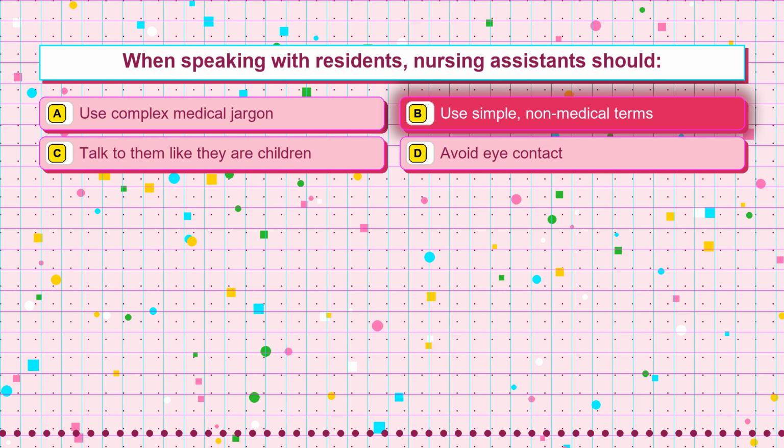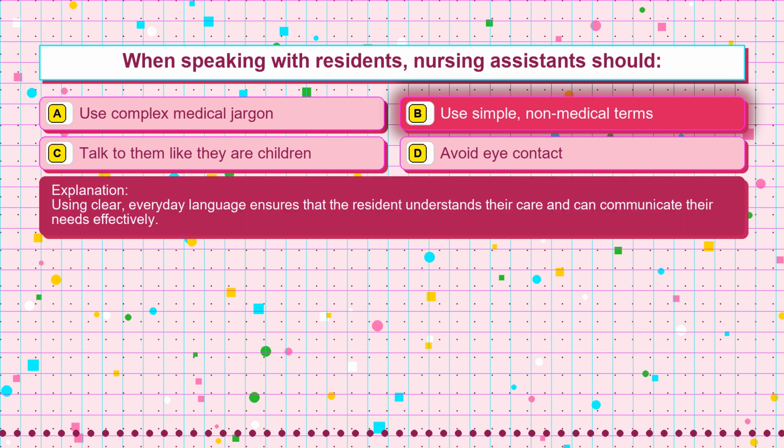The correct answer is option B, use simple, non-medical terms. Using clear, everyday language ensures that the resident understands their care and can communicate their needs effectively.